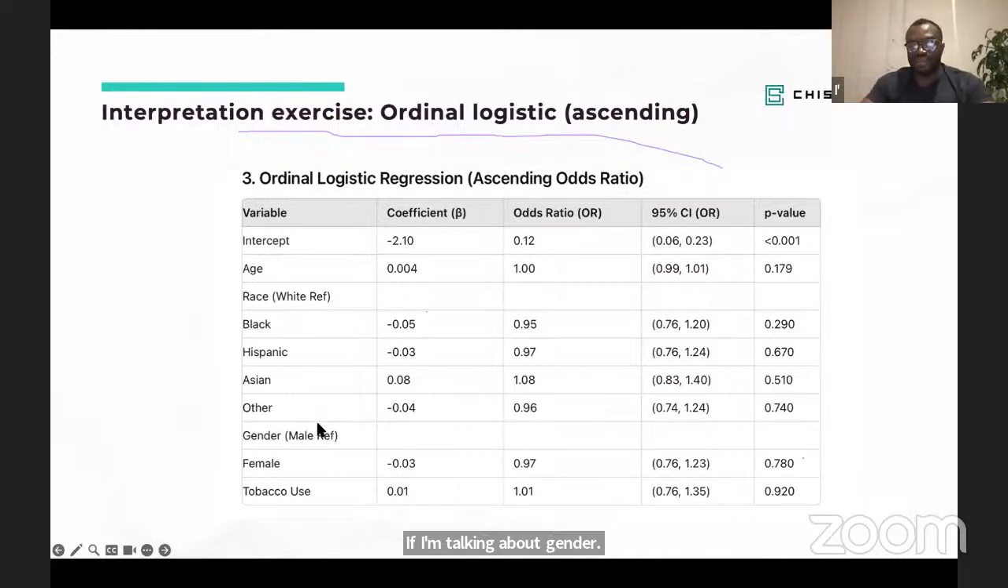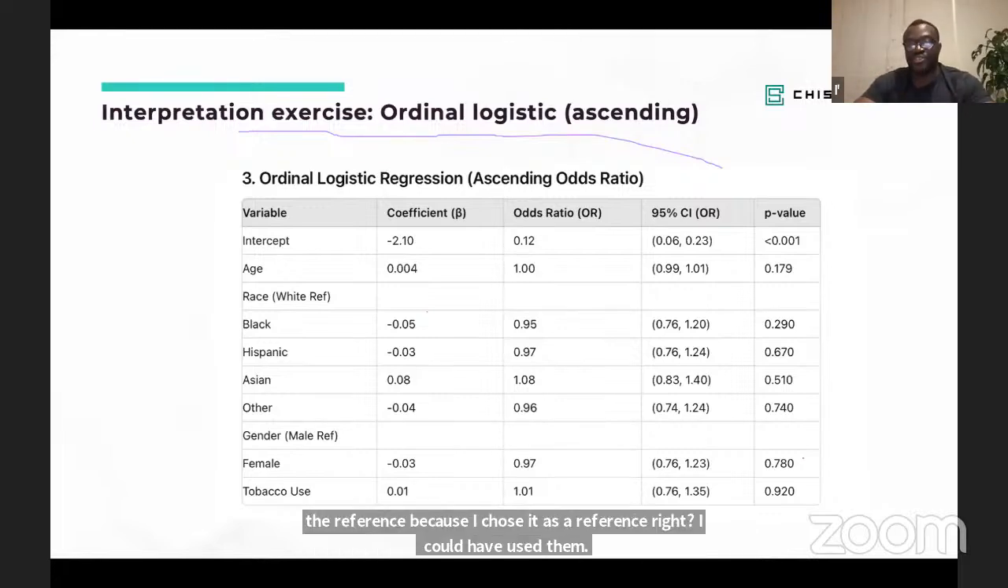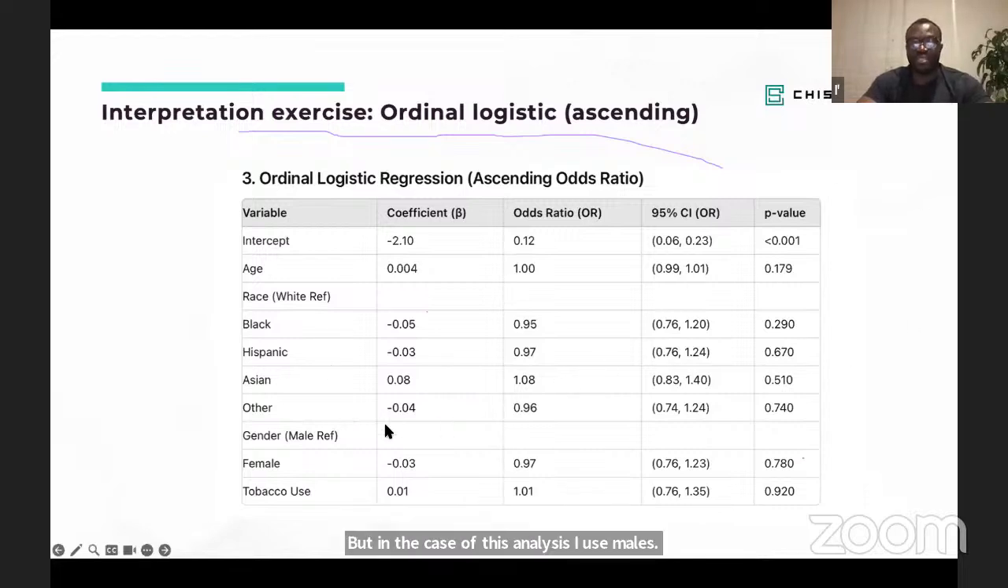Why is males the reference? Because I chose it as a reference. I could have used female, but in the case of this analysis, I used males. So the comparisons will be in relation to males. For tobacco use, I'll use never use as a reference group because that's how I did it. The interpretation is in relation to the reference group for that particular variable. And you will focus on results that are significant because, like I said earlier, absence of evidence is not evidence of absence. So that's the principle there.